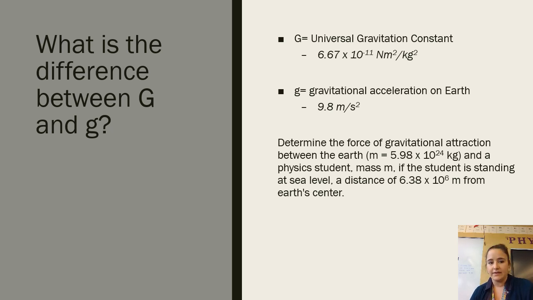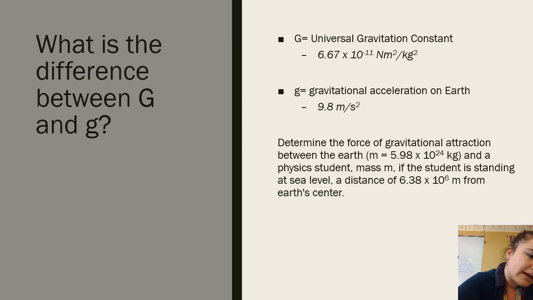What often comes up in this conversation is what is the difference between G, the universal gravitation constant, 6.67 times 10 to the negative 11, and little g, the gravitational acceleration on Earth, which is 9.8 meters per second squared. And I'm going to actually show you guys with an example problem. So we're going to calculate the force of attraction between the Earth, which has a mass of 5.98 times 10 to the 24th kilograms, and a physics student of unknown mass m. So we're going to be finding this force in terms of m. That's still going to be part of our equation. And the student is standing at sea level, which is a distance of 6.38 times 10 to the 6 meters from Earth's center. That's the radius of the Earth.